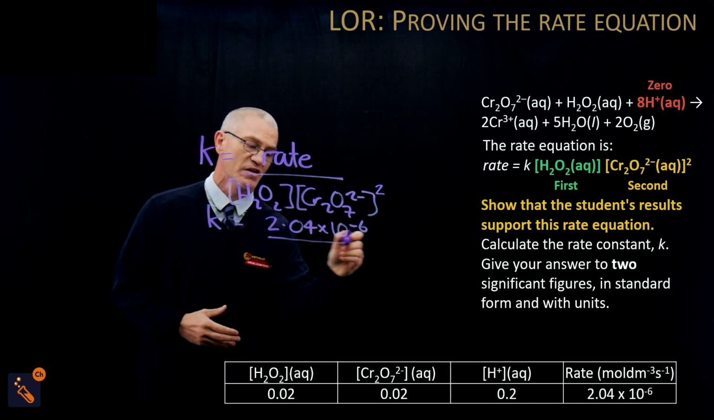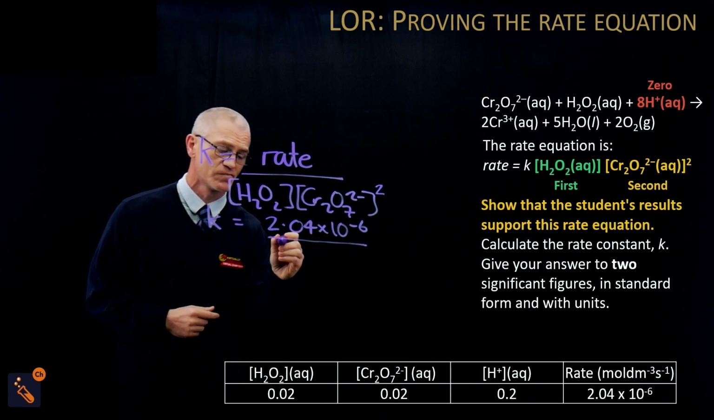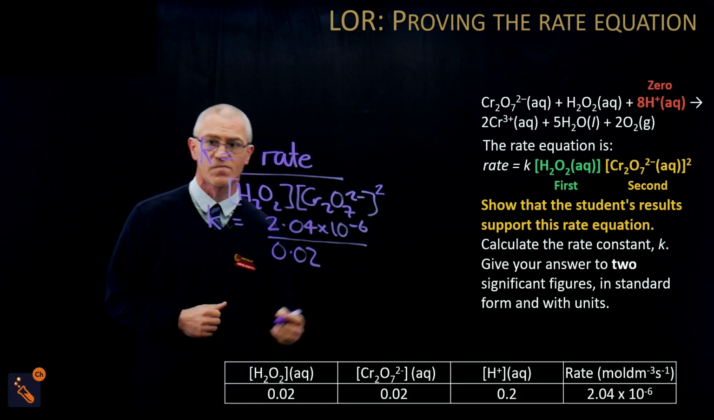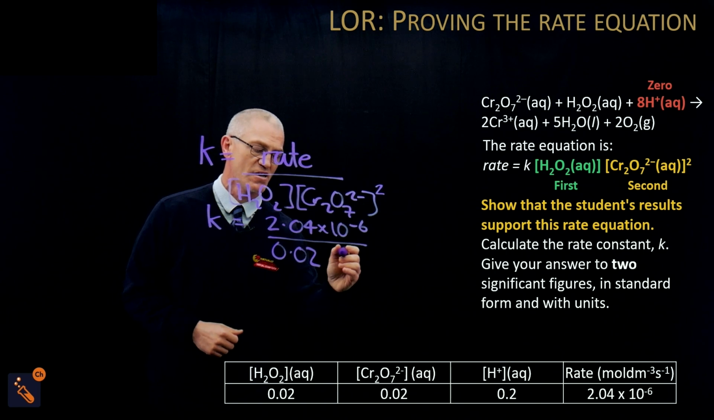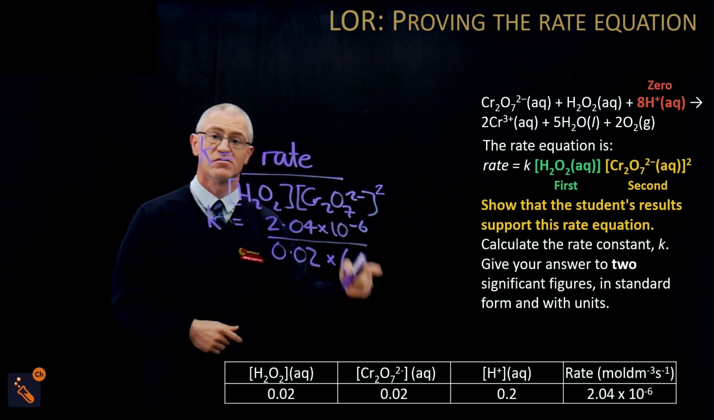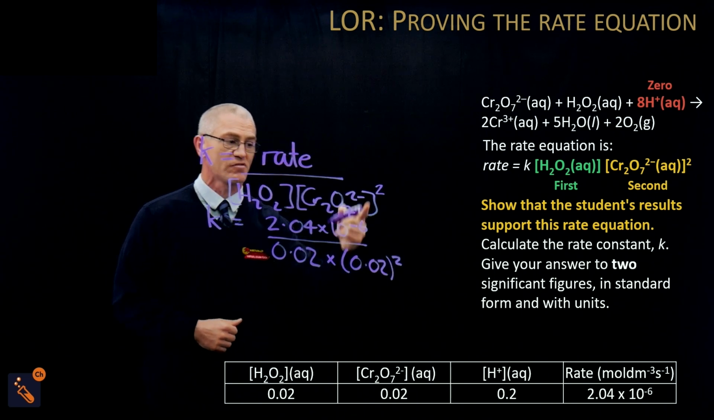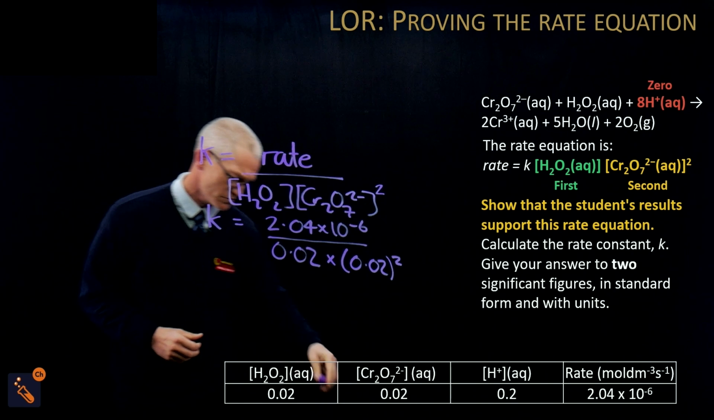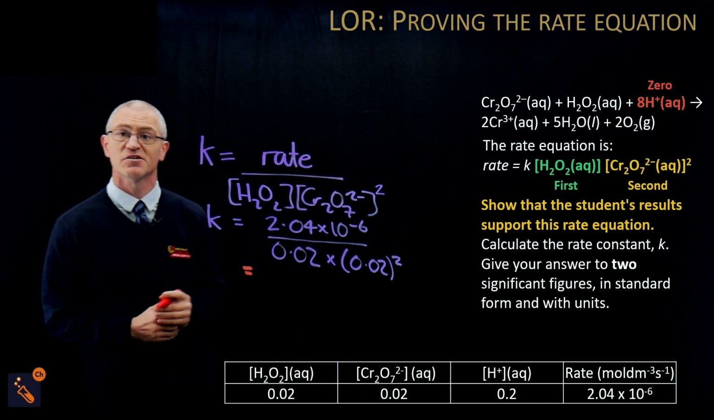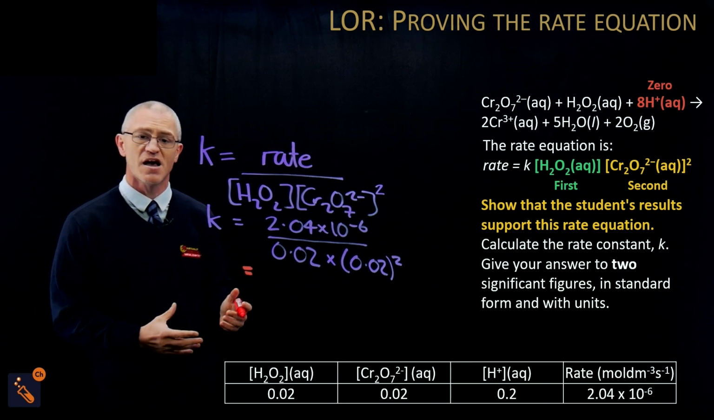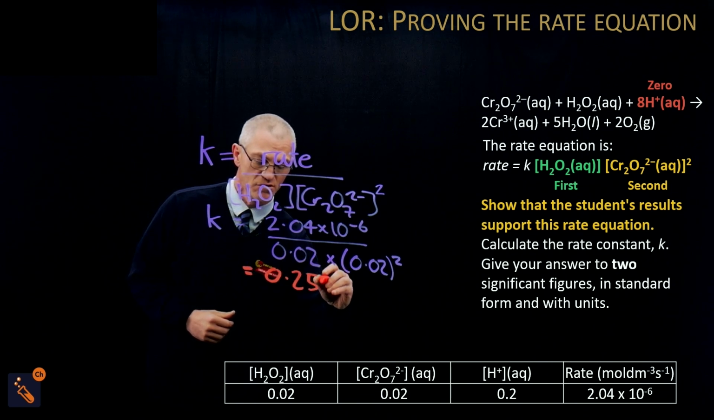And then we're going to divide that by our H2O2. H2O2 is 0.02. And then we've got our chromate. So our chromate coming down here, and that is going to be times by 0.02, but remember your square. Okay, so you've got your square there. Now, that changes if you put it into your calculator. Hopefully you got it in the calculator now. And you can see that that comes out as 0.255.